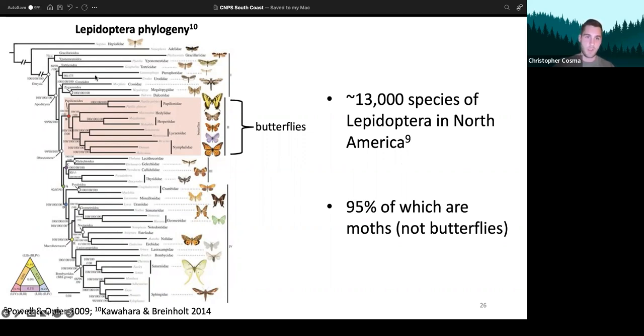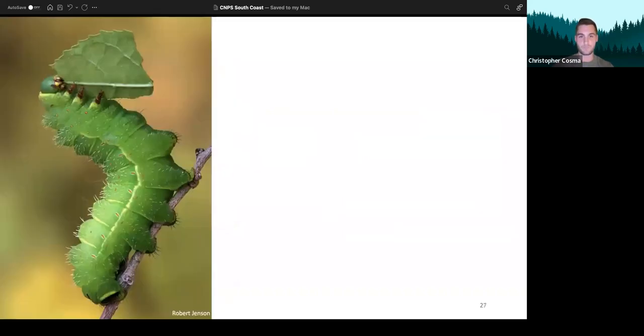And this is our Lepidoptera phylogeny here. This is just showing our evolutionary relatedness between our species here. And this small highlighted section right here is our small portion of Lepidoptera that are butterflies. Everything else in the order are moths.